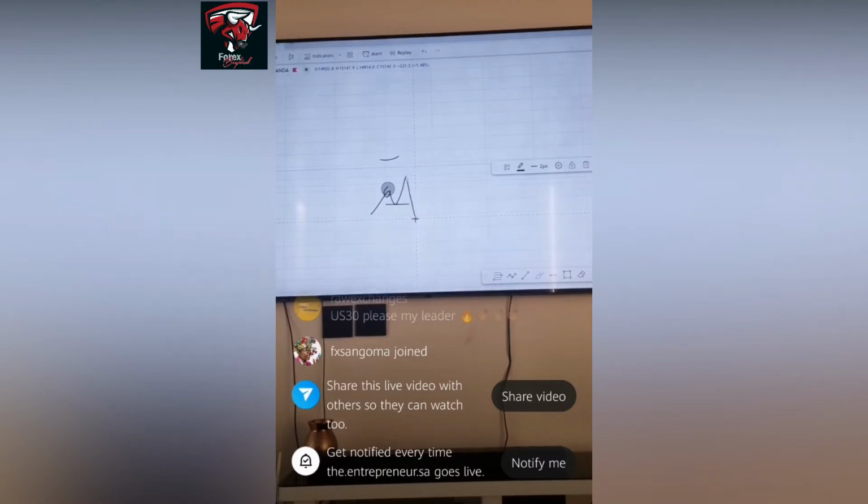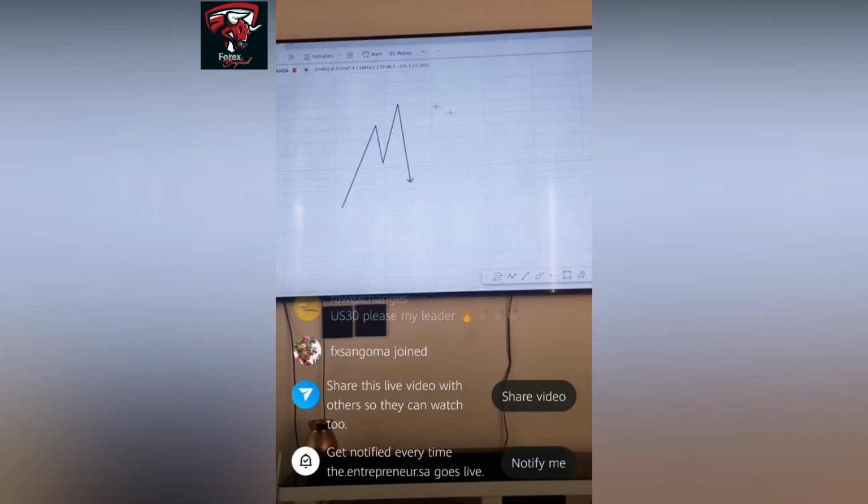Okay, so we understand what a change of character is now, right? Great. So let's remove. Okay, so we now understand what a change of character is. Now, let's look at a fair value gap, right? An inefficiency. If price goes up, right? Let's say now price goes down, price goes up, and we get our change of character, right?